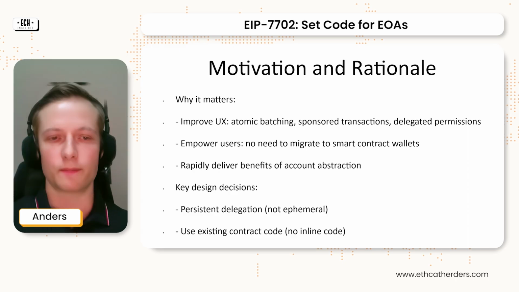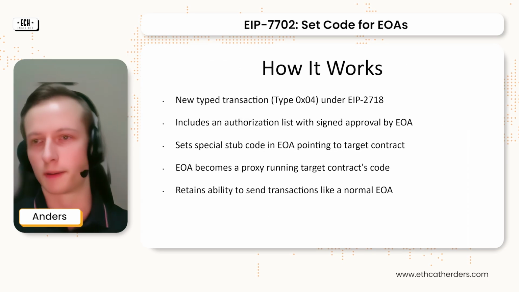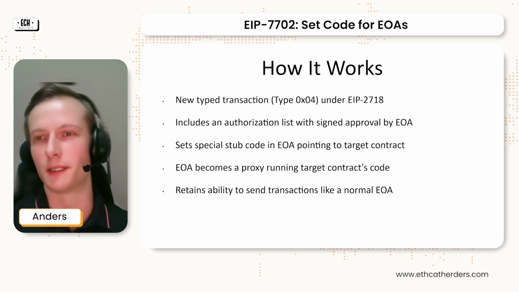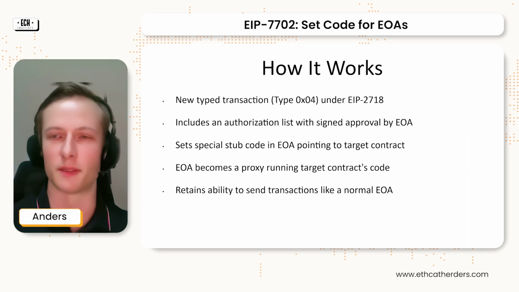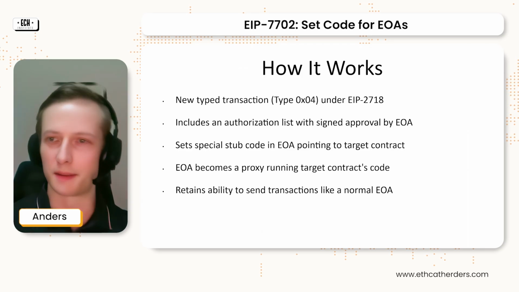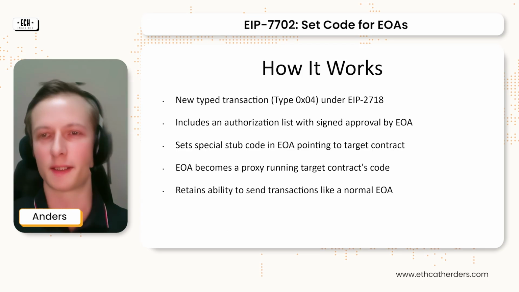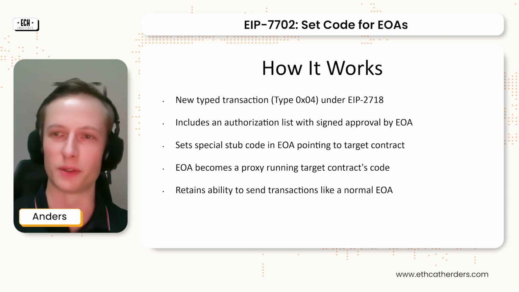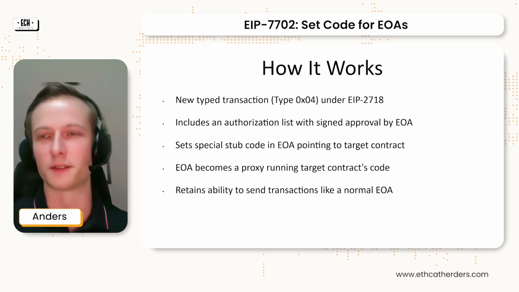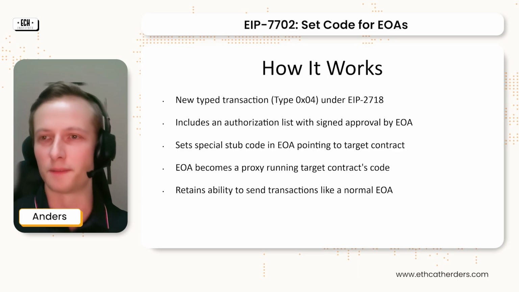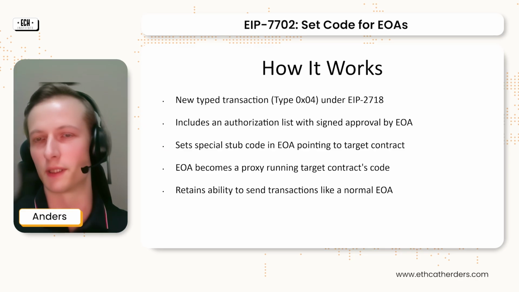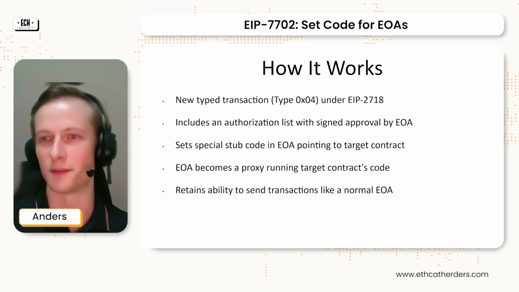user experience. So how it works from a technical point of view, we've introduced this new transaction type 4, and basically this type of transaction just carries some extra data, or rather it's a list of extra data that designates your account, what your account should point to, and also something called a nonce for security reasons, and then also your signature.